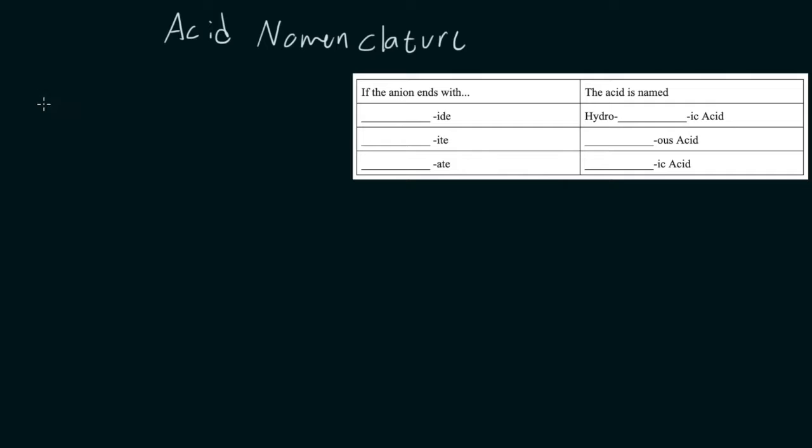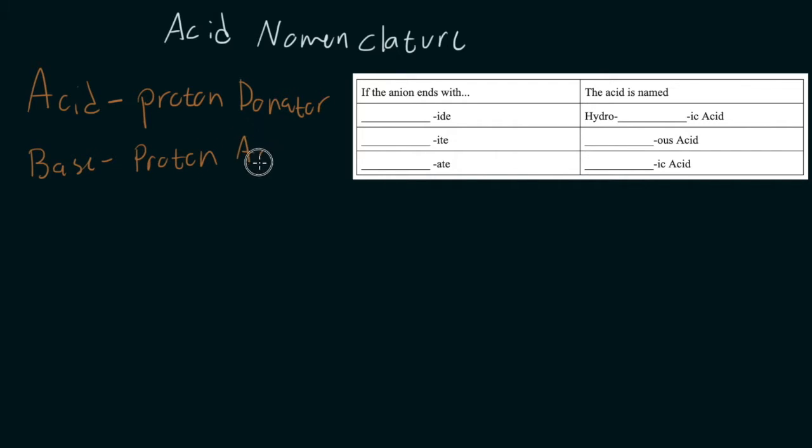And so let's first define these. What is an acid and what is a base? Well, an acid is going to be a proton donator. And a base is going to be a proton acceptor. Now, what do I mean by proton here? Well, let's consider the hydrogen cation. This is going to be the star of the show when we have acids and bases.